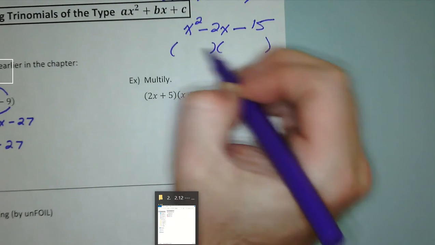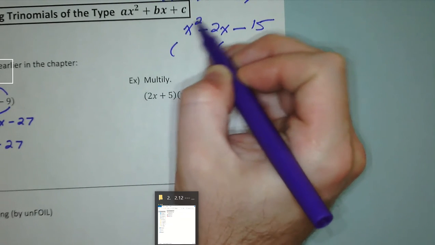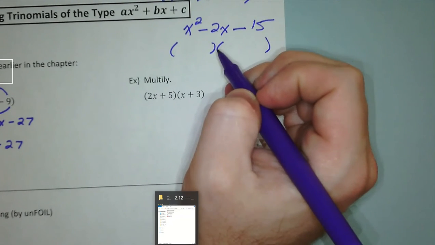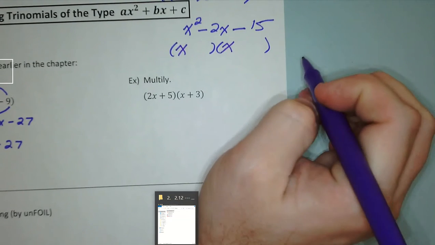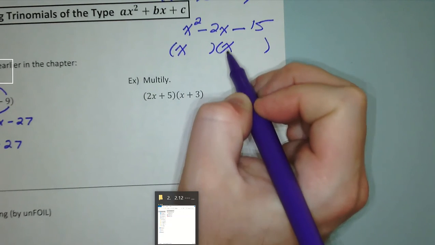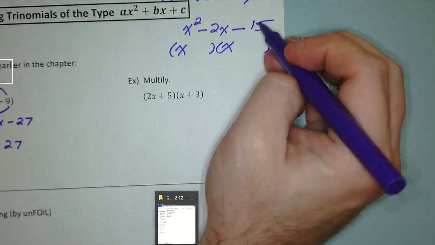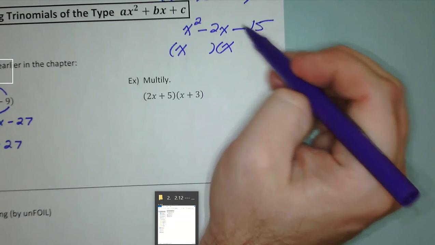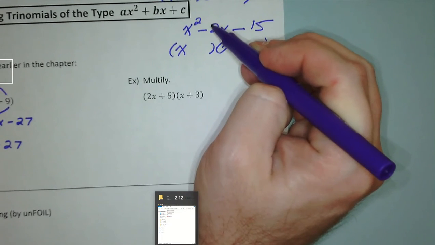Make a bubble times a bubble. And again, I keep saying this, but there's a reason. If that first term is only x squared, that makes your job so much simpler, because the bubbles have to start off with x and x, and then you can just play that game of what two numbers multiply to make negative 15, but they also add up to negative 2.